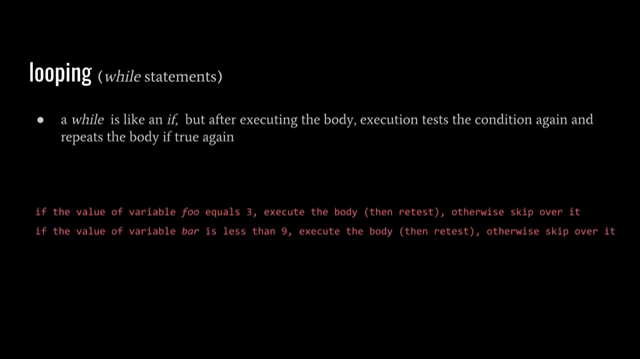Like an if, when the condition of a while tests true, then the body will execute. But unlike an if, after executing the body, execution will jump back and reevaluate the condition, and if the condition is true again, it'll execute the body again. And each time after executing the body in a while, execution jumps and tests the condition again.